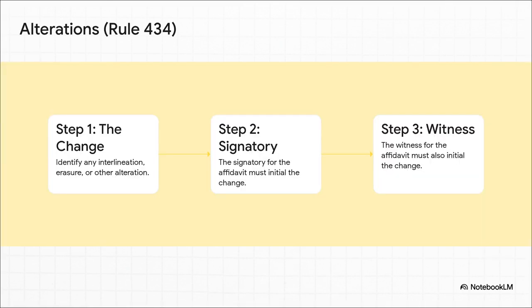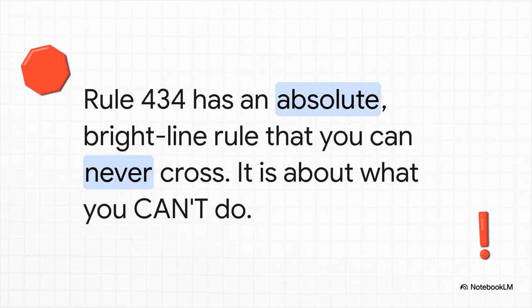So here's the deal under Rule 434, Subrule 2. Every single change needs 2 sets of initials. It must be initialed by both the person signing the affidavit and the witness, right there in the margin next to the change. If one of them forgets, that change is legally worthless and a judge can refuse to even look at the affidavit. But Rule 434 also contains an absolute ironclad bright line rule.